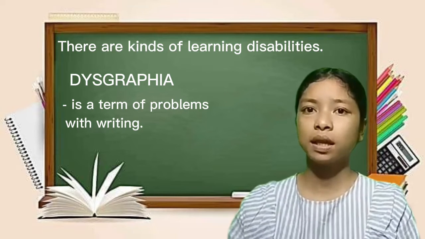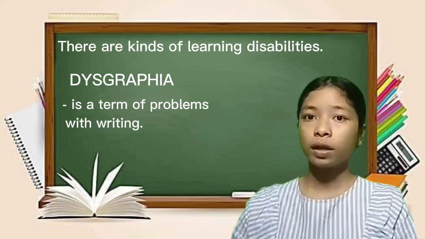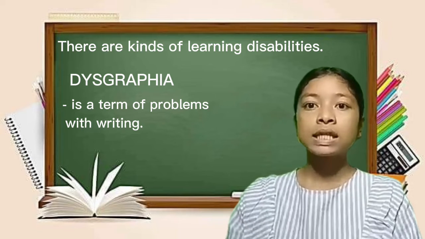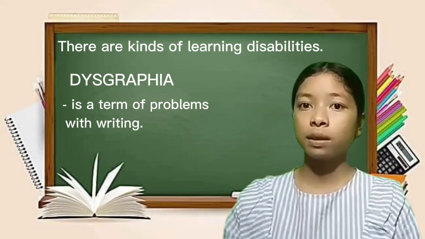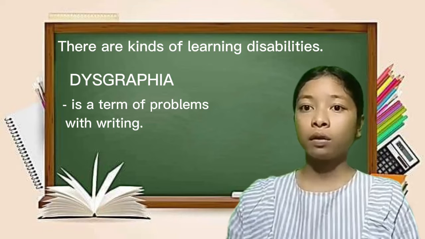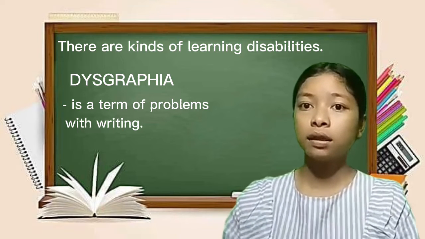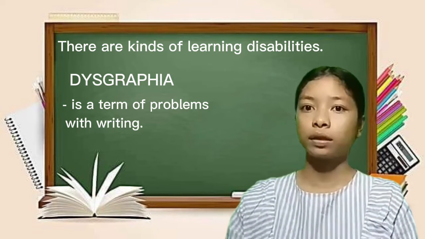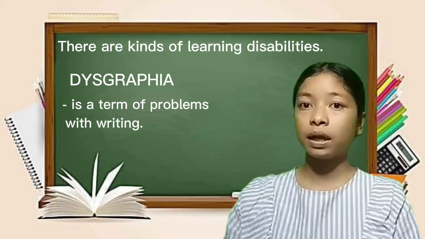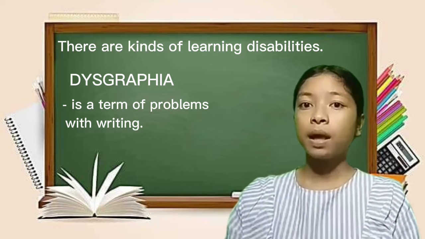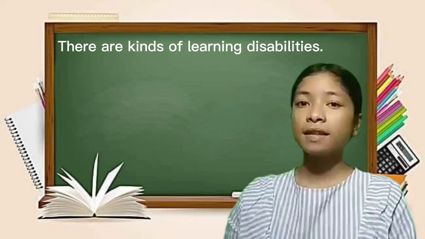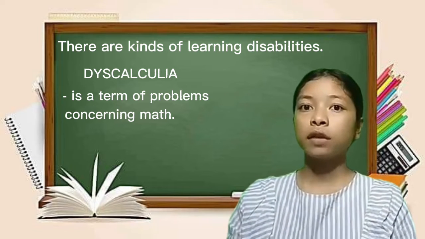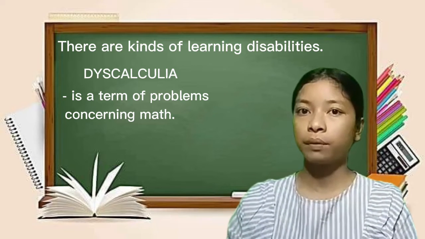Writing disabilities indicate a struggle to organize thoughts on paper. Symptoms of a written language disability revolve around the act of writing, such as neatness and consistency of writing, accurately copying letters and words, and spelling consistency. Next is dyscalculia. It's a term for problems concerning math.